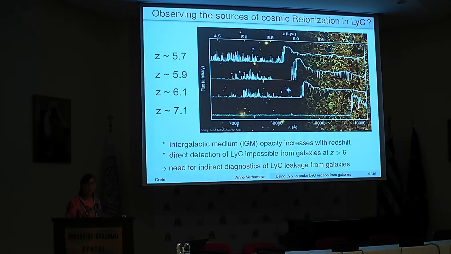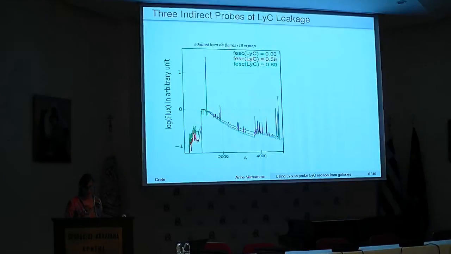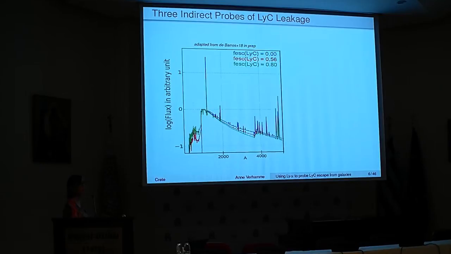And that's what we need to invent and validate: indirect diagnostics to probe the escape of Lyman continuum from galaxies. So this is the typical spectrum of a star-forming galaxy for different escape fractions. So this is a synthetic model, as was discussed this morning also. And so the main difference in the different spectra is obviously at the Lyman continuum edge. But the game is to find, on the redder side, spectral characteristics which are linked to the change of the Lyman continuum, so that when this part is not observable, you can trace Lyman continuum escape from other properties.